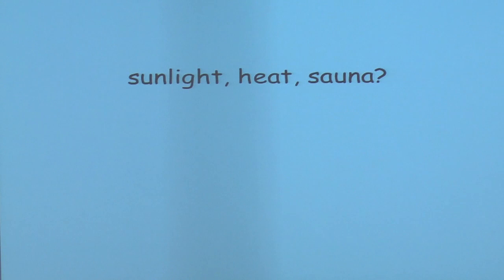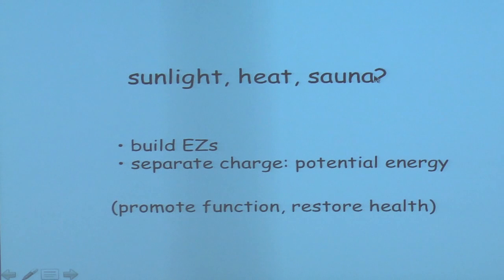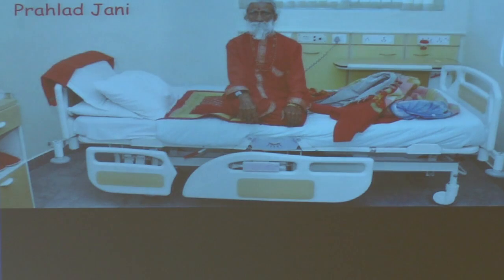I think it's very simple, that all of these wavelengths, heat, light, build exclusion zones and separate charge. The cell becomes more negative. And of course, you get potential energy because you're separating charge. So this is energizing, and that's why you may feel new energy. So this should promote function and restore health. So I guess the sort of question that arises is, well, can we live on light? Now, obviously, we can't. However, it's not so clear.